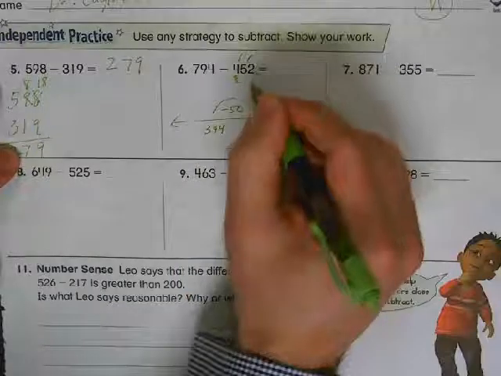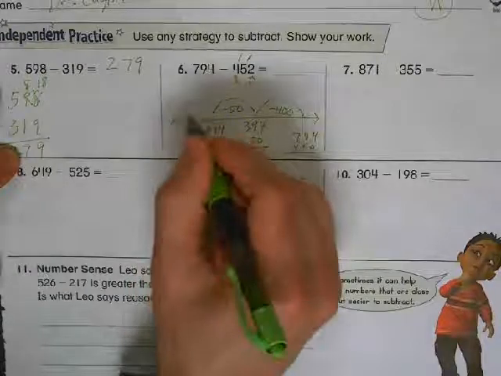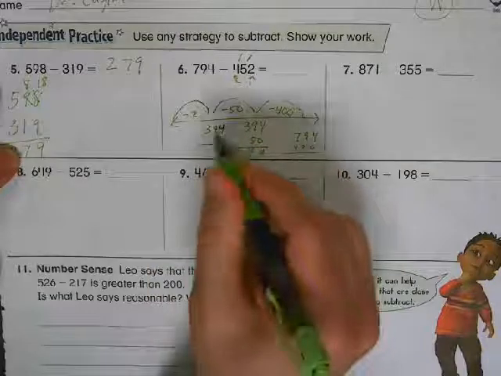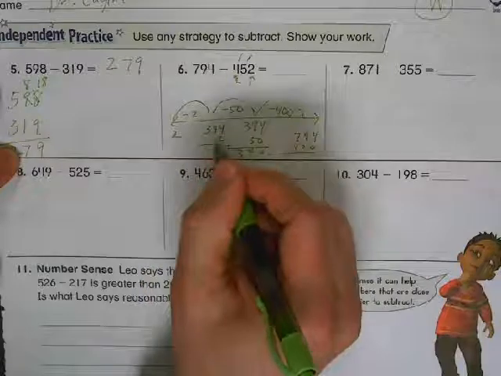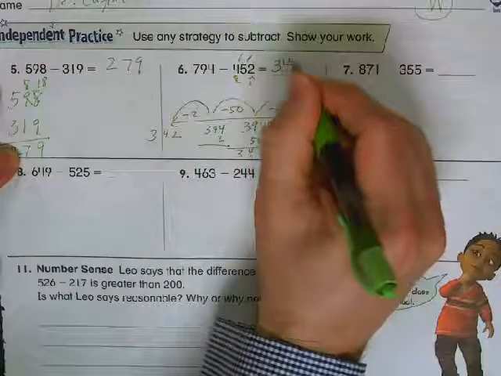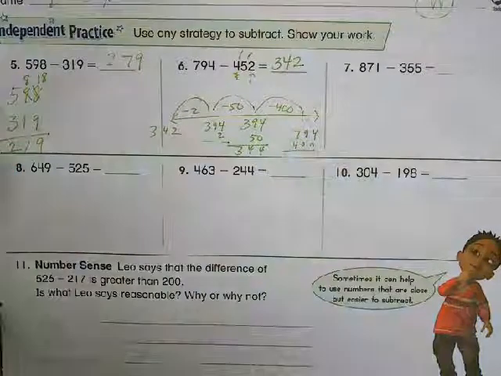And then last but not least, I have 2 ones. Just go 1, 2. Take 2 away. 4 minus 2 is 2. 4 minus 0. 3 minus 0. Answer, 342.